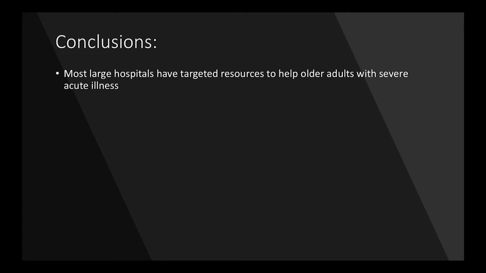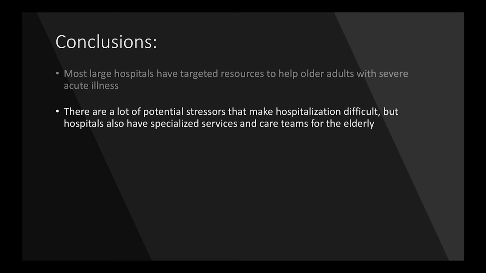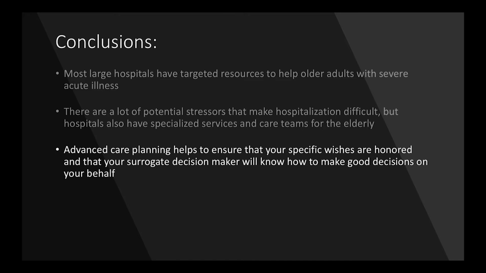In summary, I wanted to outline a few key points. Most large hospitals have targeted resources to help older adults with severe acute illness. There are a lot of potential stressors that make hospitalization difficult, but hospitals also have specialized services and care teams for the elderly. Advanced care planning helps to ensure that your specific wishes are honored and that your surrogate decision maker will know how to make good decisions on your behalf.